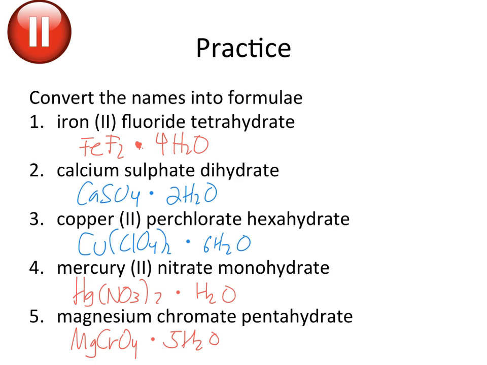So here we have iron 2 fluoride, FeF2 with 4 waters, calcium sulfate, CaSO4, 2 hydrates, CuClO4. Now remember this is perchlorate, which means that it has 1 more oxygen than the regular chlorate, the regular chlorate being ClO3 1 minus, with 6 waters, mercury 2 nitrate, HgNO3 1 water there, and magnesium chromate. Both of them have a charge of 2 minus, cancel out to get 5 waters at the end there.